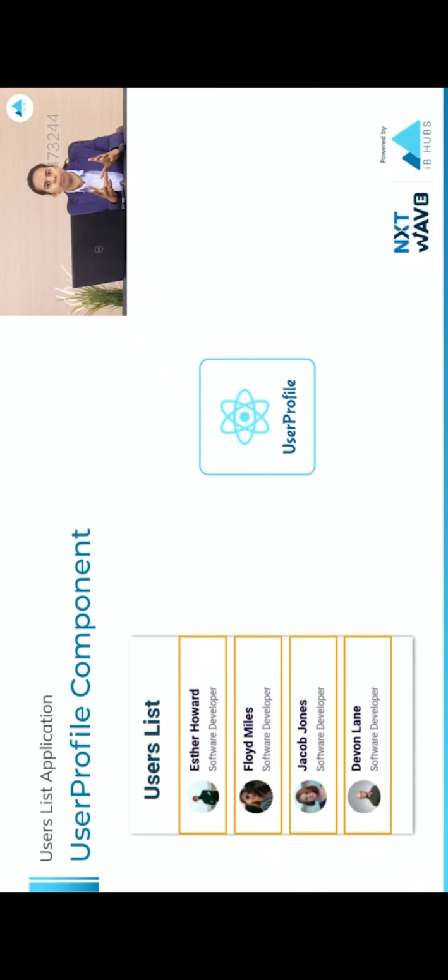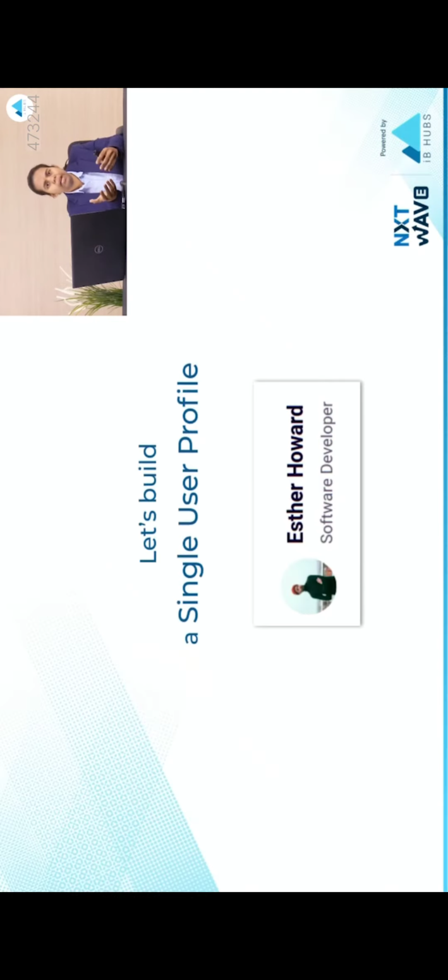Okay, so let's create a component called user profile, to which we'll pass the data as props, and appropriately it will create the profile of the user. So let's do that. Firstly, let's build a single user profile. We'll start with a single user profile, and then we'll create a list of user profiles.